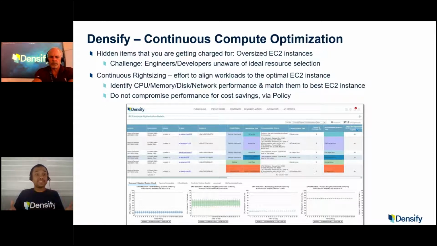So what we're doing here at Densify is trying to understand that workload. And by understanding the workload, what I mean is we look at the CPU, the memory, the disk, and the network performance. And we look at not just 14 days, but over 60 days, up to a year's worth of data to understand those end of quarter patterns, those monthly patterns. Then we take that and try to match it with the most optimal EC2 instance. See, there are over 270 different EC2 instance types out there. So we've got to figure out what's the best one that gives you not only performance, but also cost savings. And the second bullet that I want to talk about here, which is very, very important, is that we will never compromise performance in exchange for cost savings.